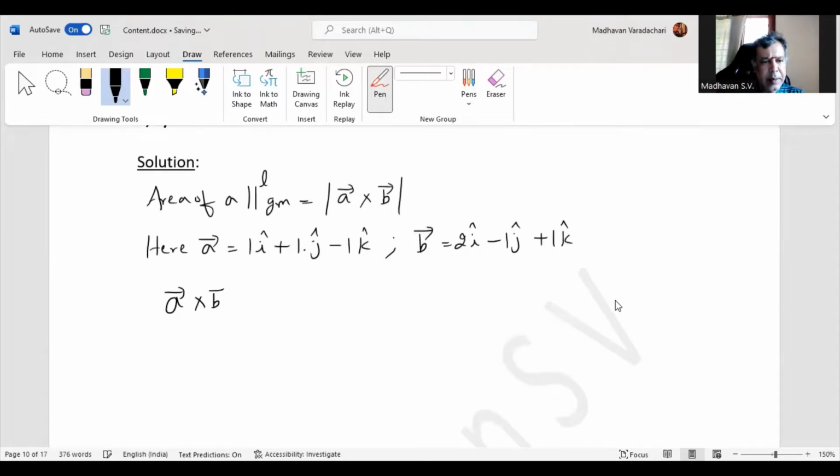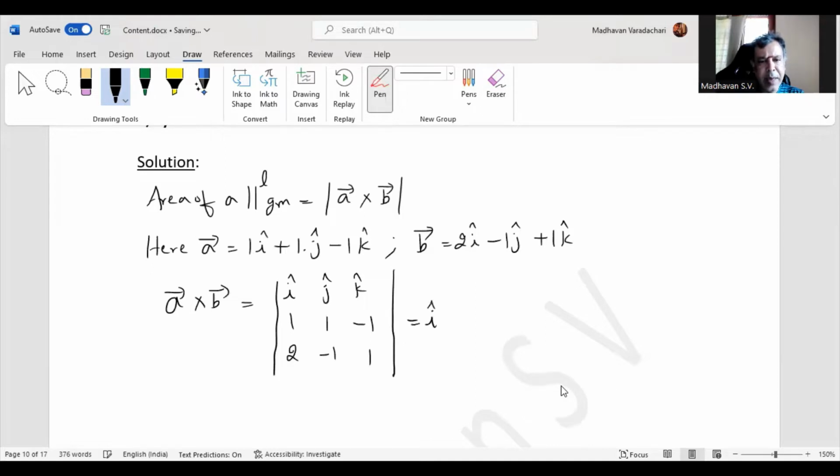is nothing but a determinant which is formed as I cap, J cap, K cap, and then the next row will be 1, 1, -1, and the third row will be 2, -1, 1. That means the coefficients of the first vector become the second row, and the coefficients of the second vector become the third row. Now we will evaluate this determinant.